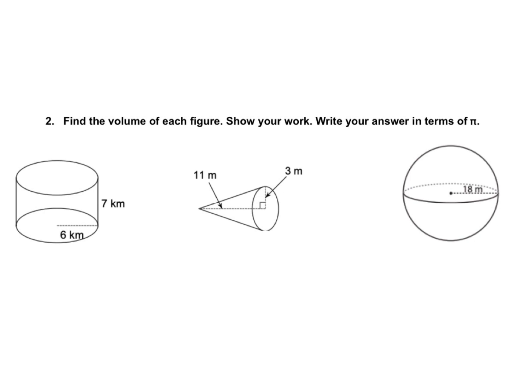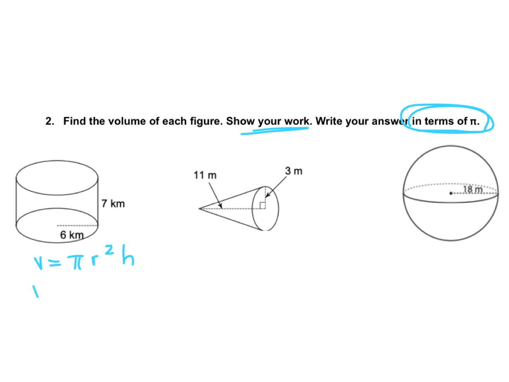For number 2, we're going to find the volume of each figure, and make sure you show your work. And our answer is in terms of pi. So remember, that means we don't calculate the pi. Our first shape is a cylinder. Use your formula sheet to find the formula for the volume of a cylinder. On the formula sheet, it says V equals pi r squared h.